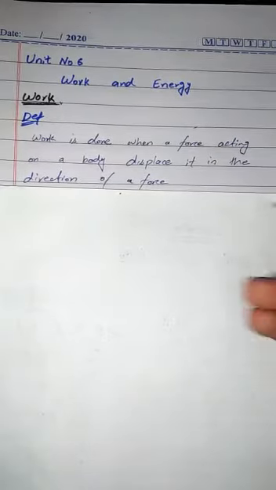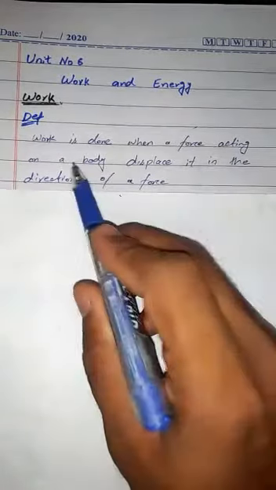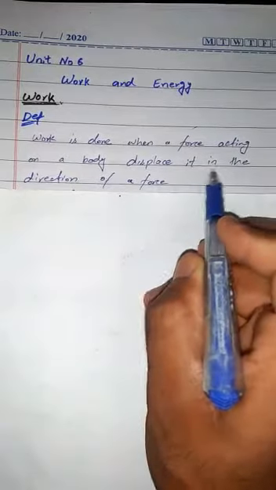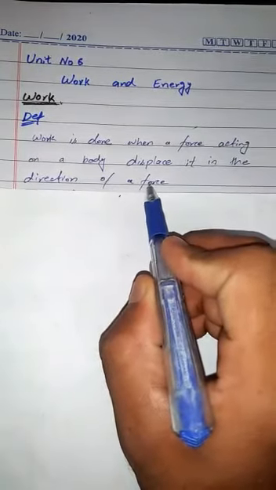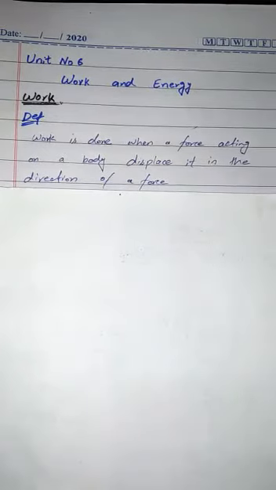So by this we can find the definition of work. Here is the definition. Work is done when a force acting on a body displaces it in the direction of the force. So the question arises, how much work is done? Naturally, the greater the force acting on a body and the longer the distance moved by it, the larger would be the work done. Mathematically, work is the product of force and displacement in the direction of the force.